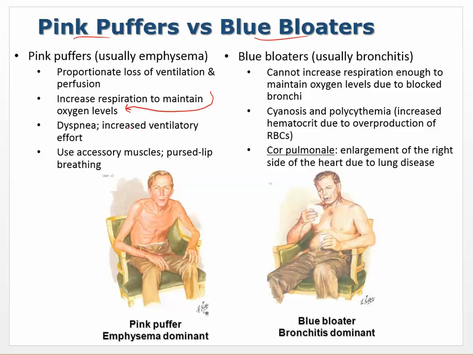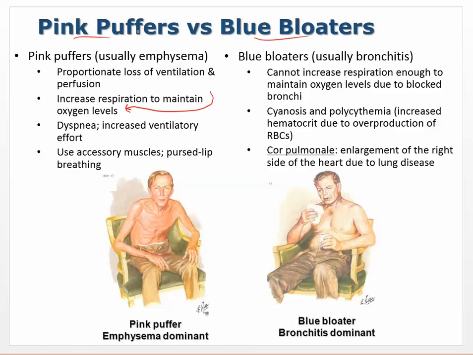So dyspnea, difficult, labored breathing, increased ventilatory effort, use of accessory muscles, pursed-lip breathing. One of the big problems with emphysema in general is that you're not able to push air out. And so that means you're using accessory muscles and pursed lips, trying to create some pressure in there because your lungs are just expanding, we'll take the air. And so pushing it back out is the problem.